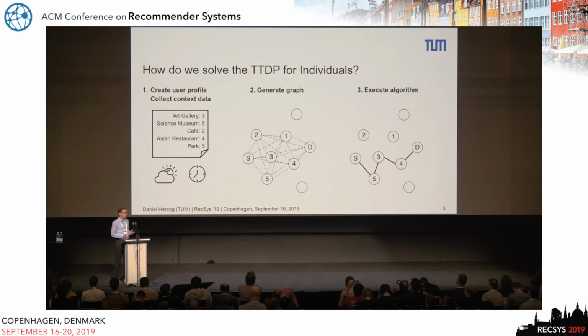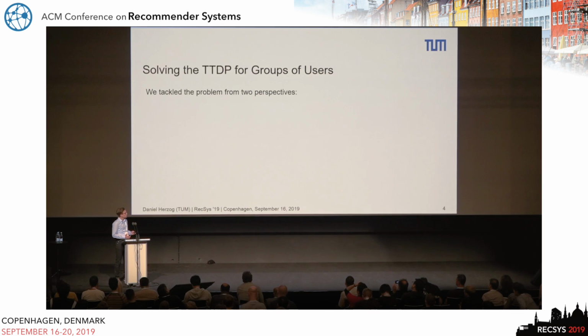In the past, we developed different algorithms to solve the problem. We tested them in user studies. One algorithm that we also use as a basis for this work is based on Dijkstra's algorithm, and that means this algorithm does not just find the shortest path between start and destination, but tries to maximize the score per distance. So now we want to solve this problem for groups instead of only individuals.